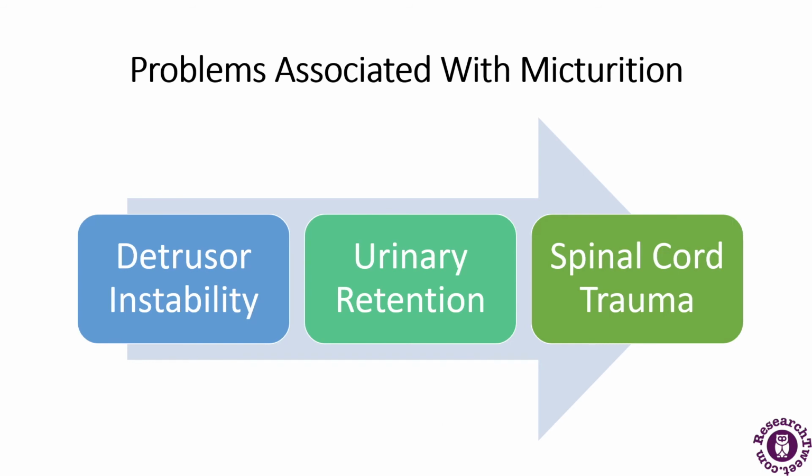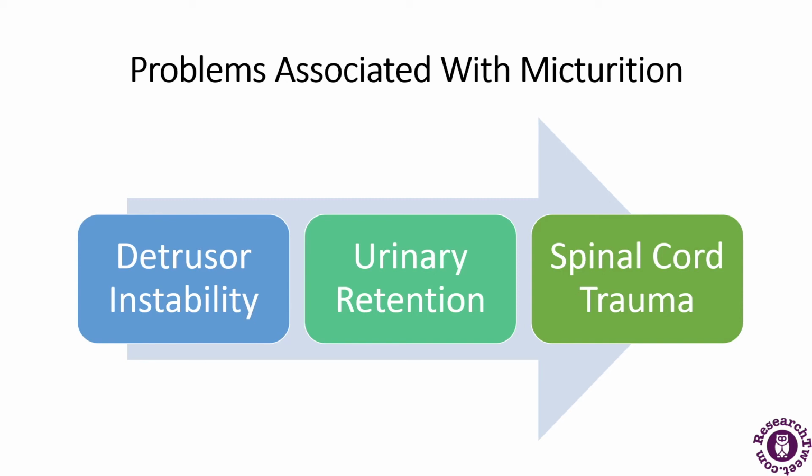Now there are some problems that may be associated with micturition. There are several factors which affect the process of micturition. Some of these may be due to physical trauma or disease, while others may be physiological in nature. Three of these factors are detrusor instability, urinary retention, and spinal cord trauma.